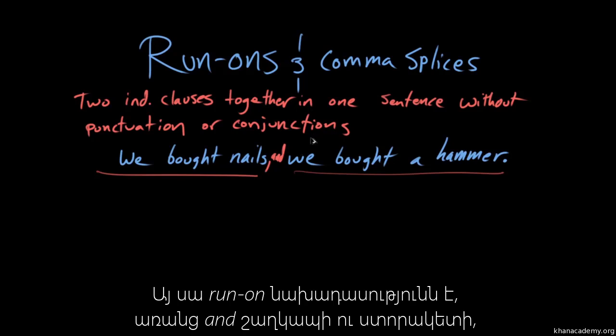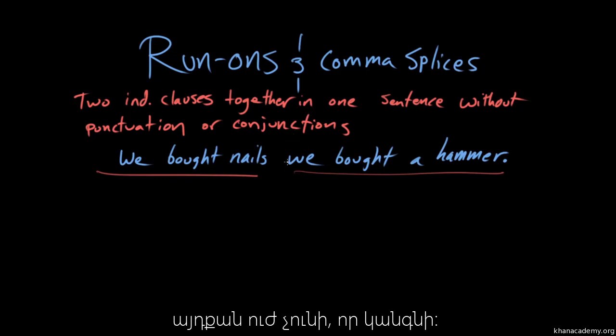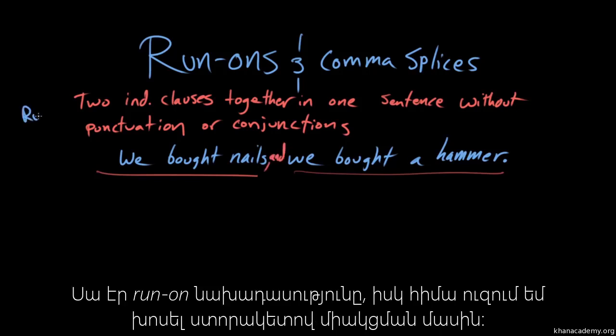So this is a run-on sentence without this and this comma, and it's called that because it's sort of like a runaway train. You know, it doesn't have enough stoppage in it. That's how I would put it. So that's what a run-on sentence is.